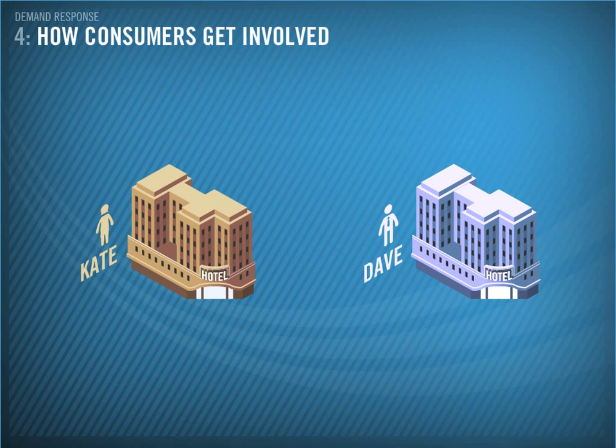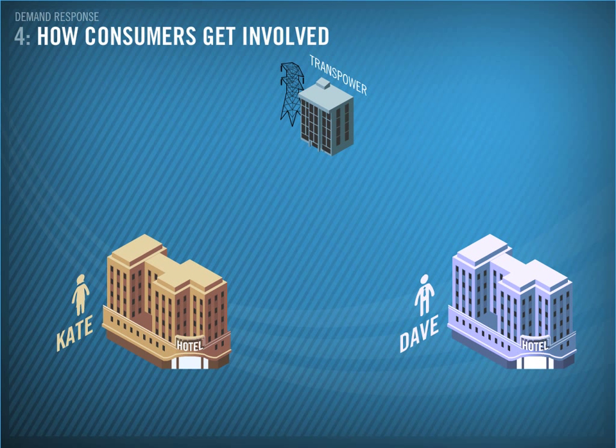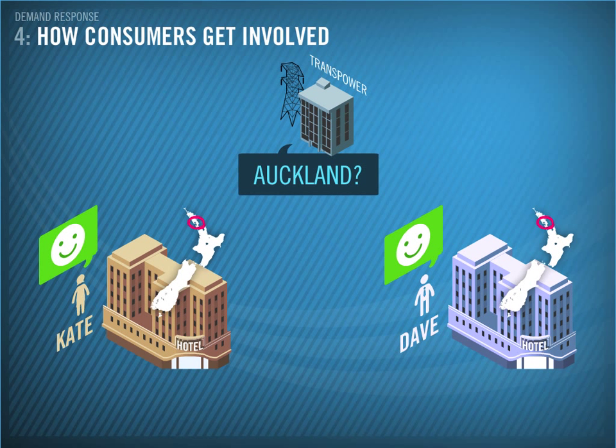What does Transpower require from a consumer in order for them to participate in demand response? To get set up as a curtailment service provider, Kate and Dave need to meet certain requirements. Are they in the right location? Auckland in this case. That's fine, they are both in Auckland.